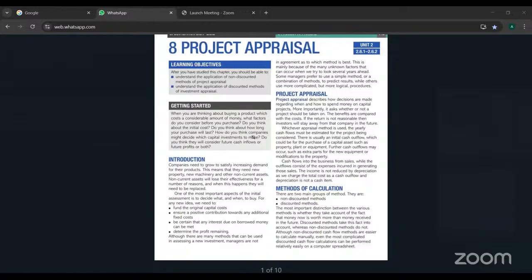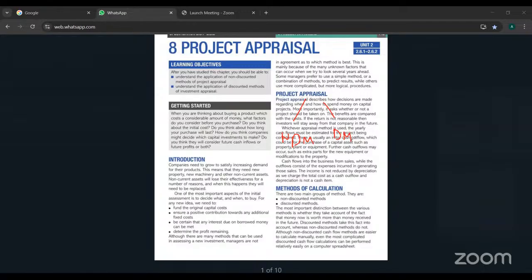Okay, so decisions are made regarding when and how to spend money on capital projects. In other words, project appraisal is the evaluation of investment projects. So there are two methods of calculation to calculate project appraisal. The first method is the non-discounted method. The second method is the discounted method.